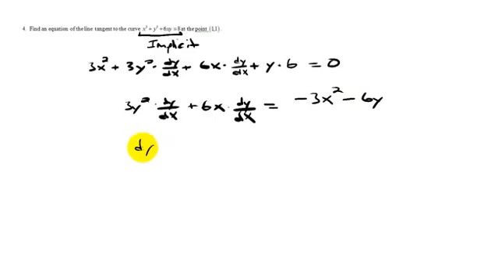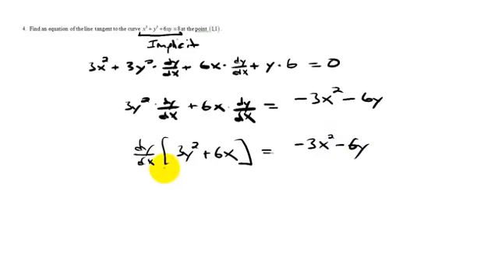So I'm going to factor out a dy/dx. 3y squared plus 6x. All right, and we have one more step after this, which is to divide both sides by this. And that will give me dy/dx. Now you can clean this up a little bit. It looks like I can factor out a 3.